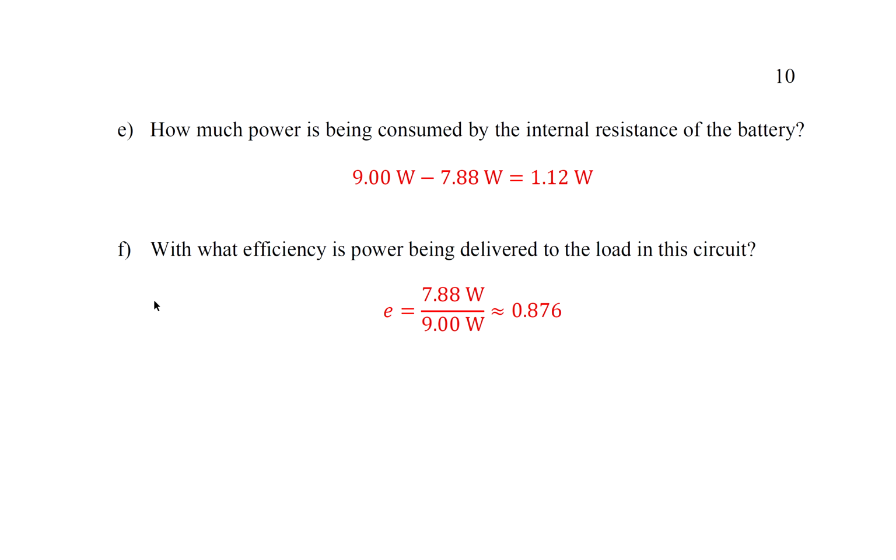Part E, how much power is being consumed by the internal resistance of the battery? We subtract part C from part D. Finally, part F, what is the efficiency? With what efficiency is power being delivered to the load in the circuit? It's pretty efficient, 87.6%.